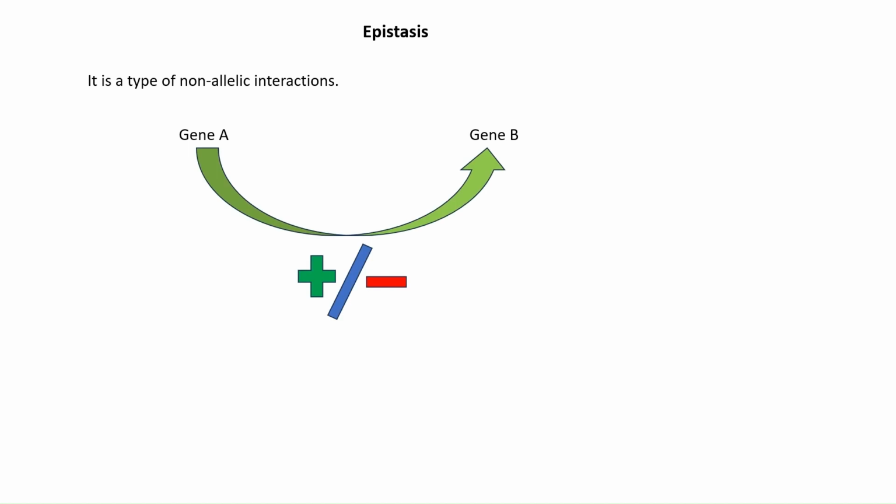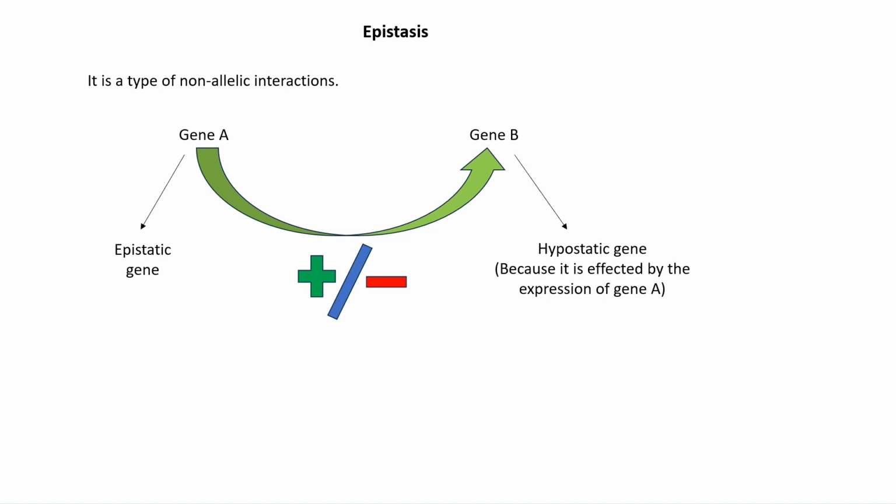Now we have two genes, gene A and gene B. If gene A is affecting the phenotype of gene B, whether positively or negatively, in that situation we will call gene A the epistatic gene and gene B the hypostatic gene, because it is getting affected by the expression of gene A. That means the expression of gene B is affected by the expression of gene A. Because gene A is affecting B, A is epistatic, and B is getting affected, so B is hypostatic.